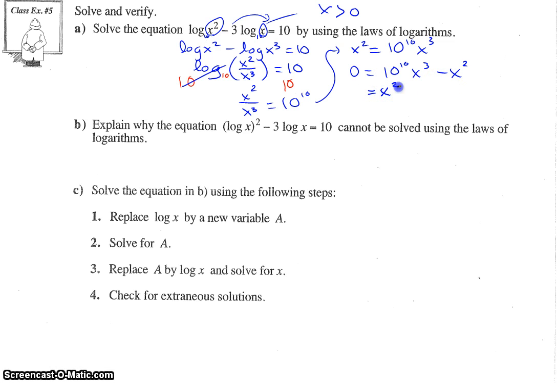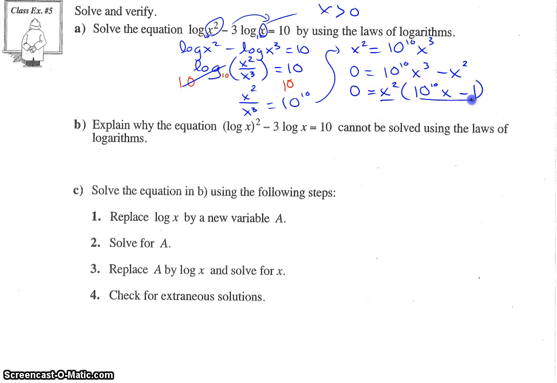Well, we could take an x squared out. That's a common factor, and we'd have 10 to the 10 x minus 1. You'll notice I've avoided writing 10 to the 10 because that's not good. It's a huge number. So let's just keep it as an exponent. It's easier to deal with.